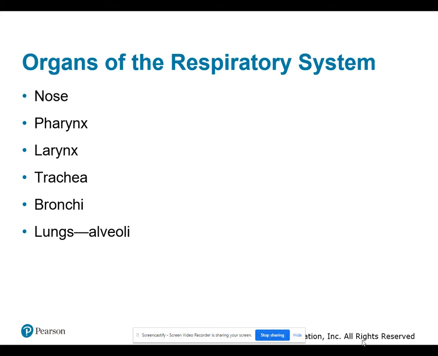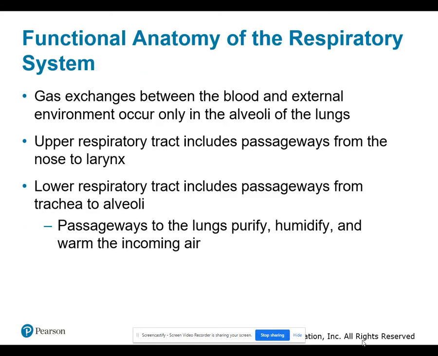So let's list a couple organs that are found in the respiratory system. It consists of your nose, your pharynx, your larynx, your trachea, your bronchi, and your lungs, which at the end have little sacs called alveoli. We're going to talk about each one of these in a little more detail, but let's give a brief overview of the respiratory system using these words.